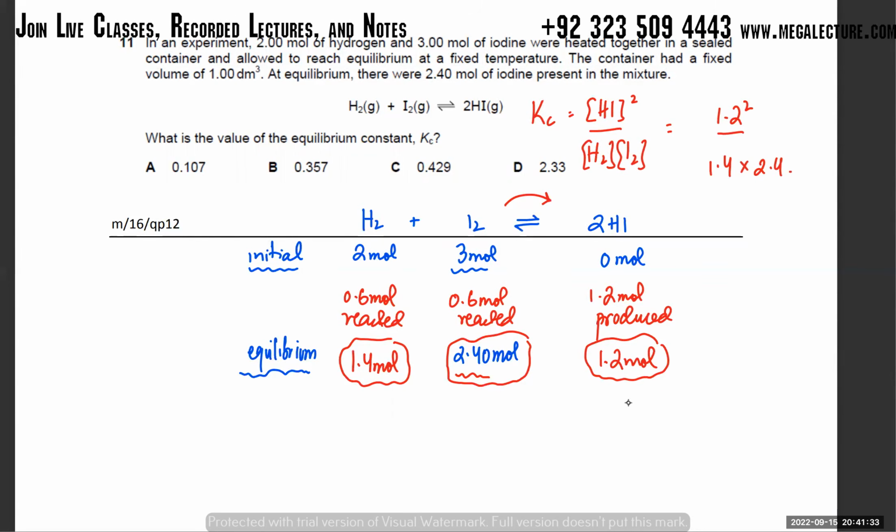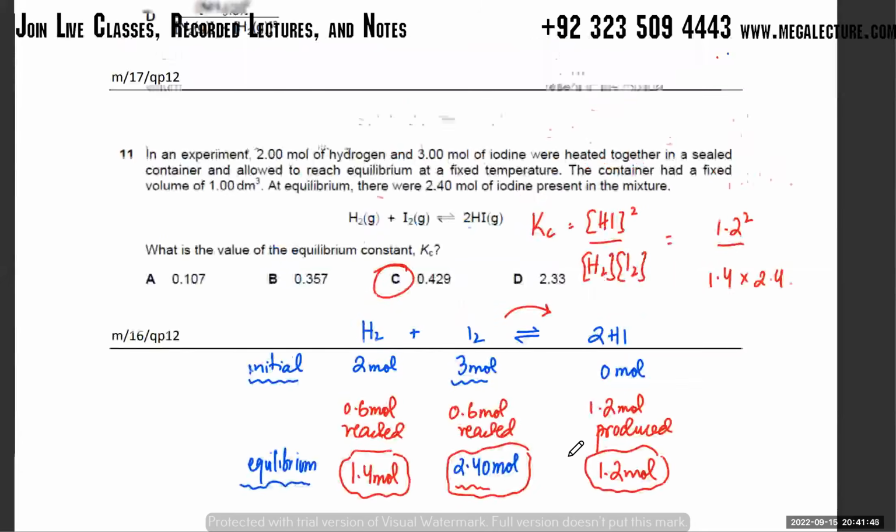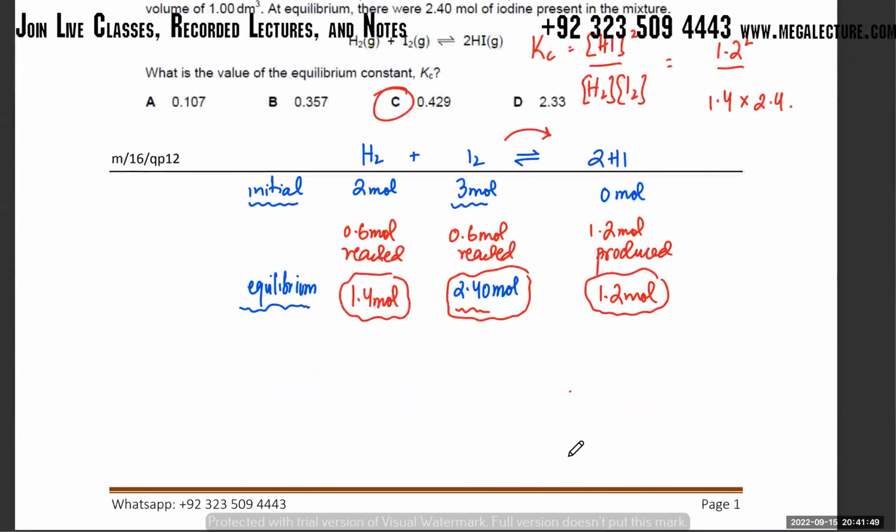So tell me, what value is coming? 0.429. So we're getting 0.429, okay? Is that clear? Yes, sir. Hunayt, clear this one? Clear, sir.